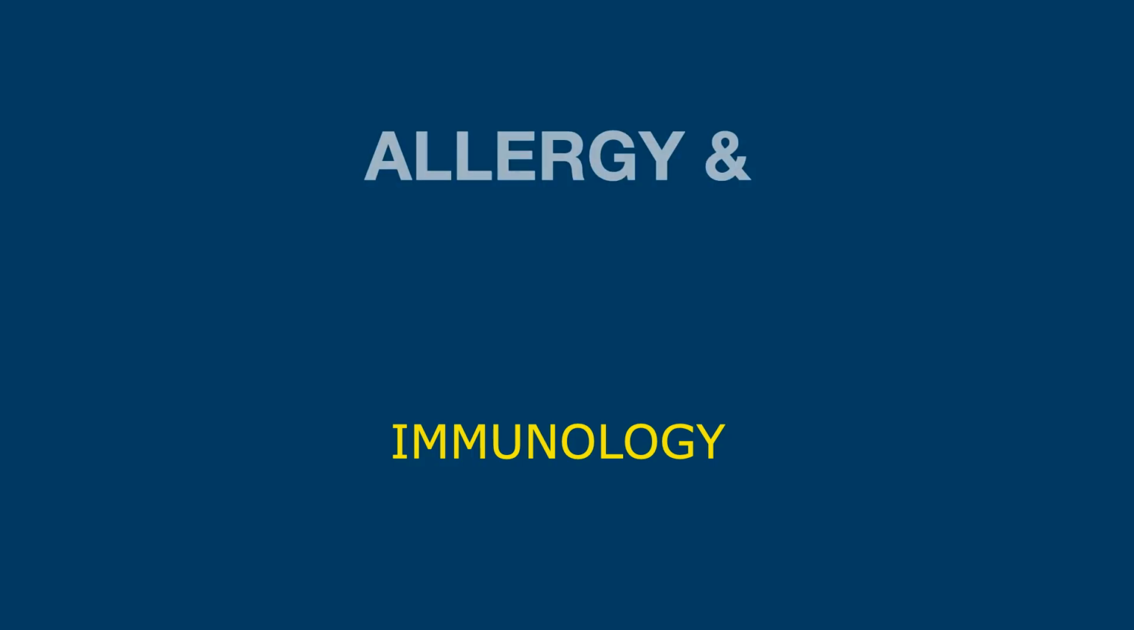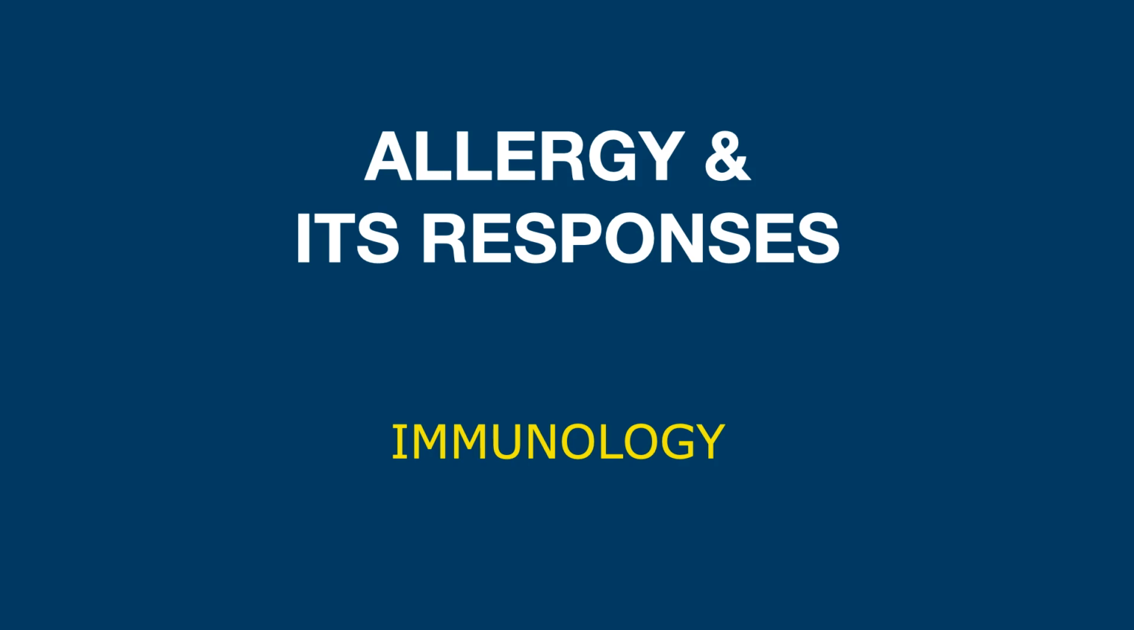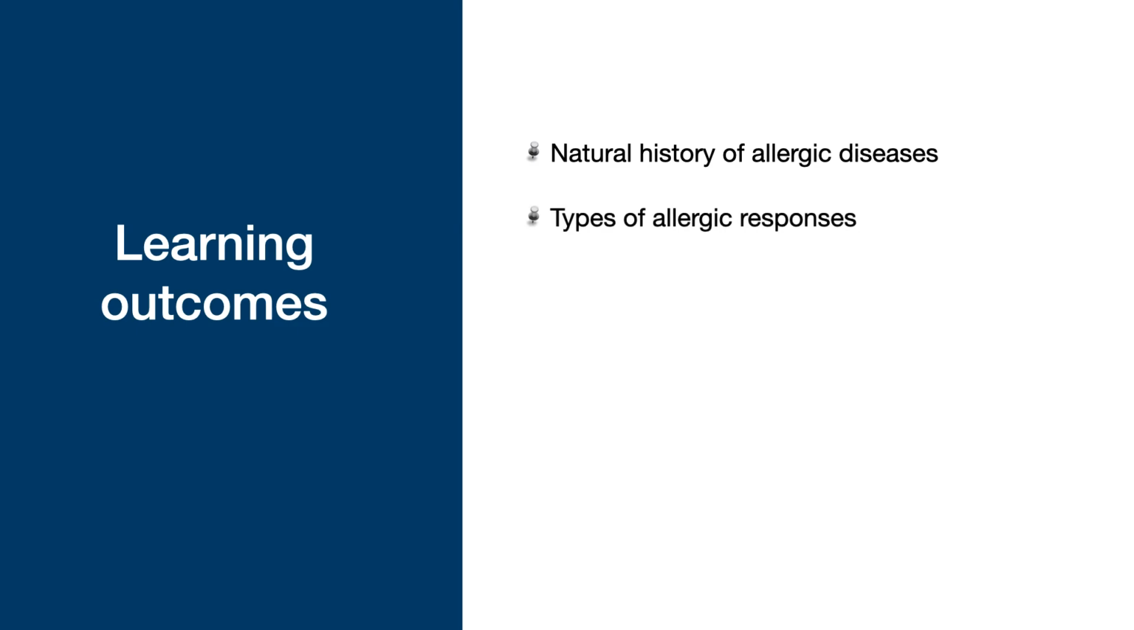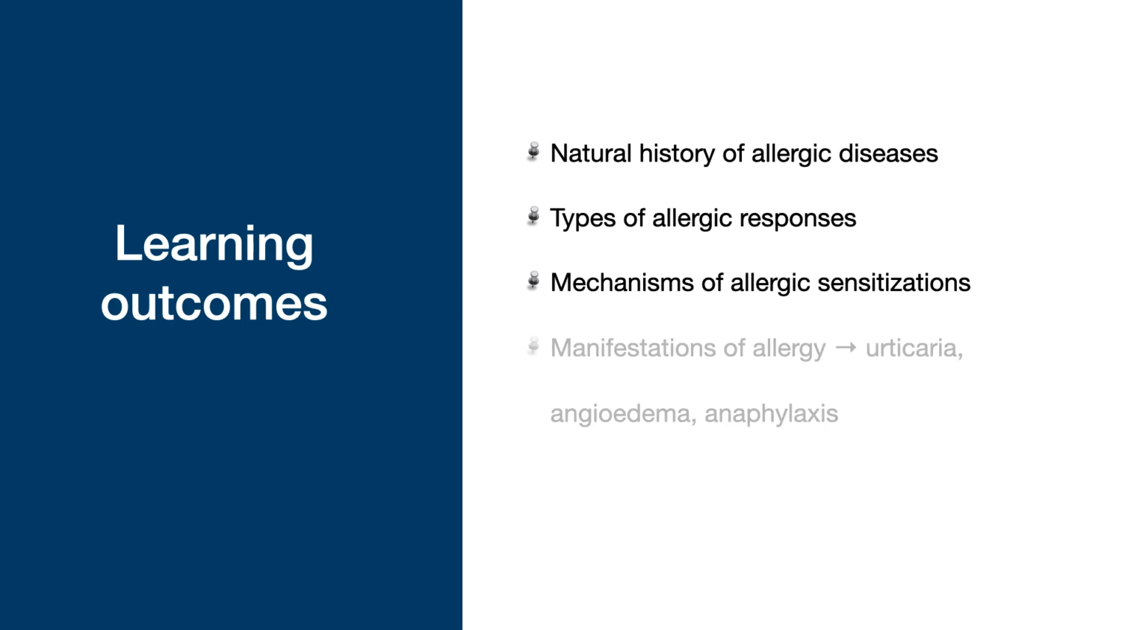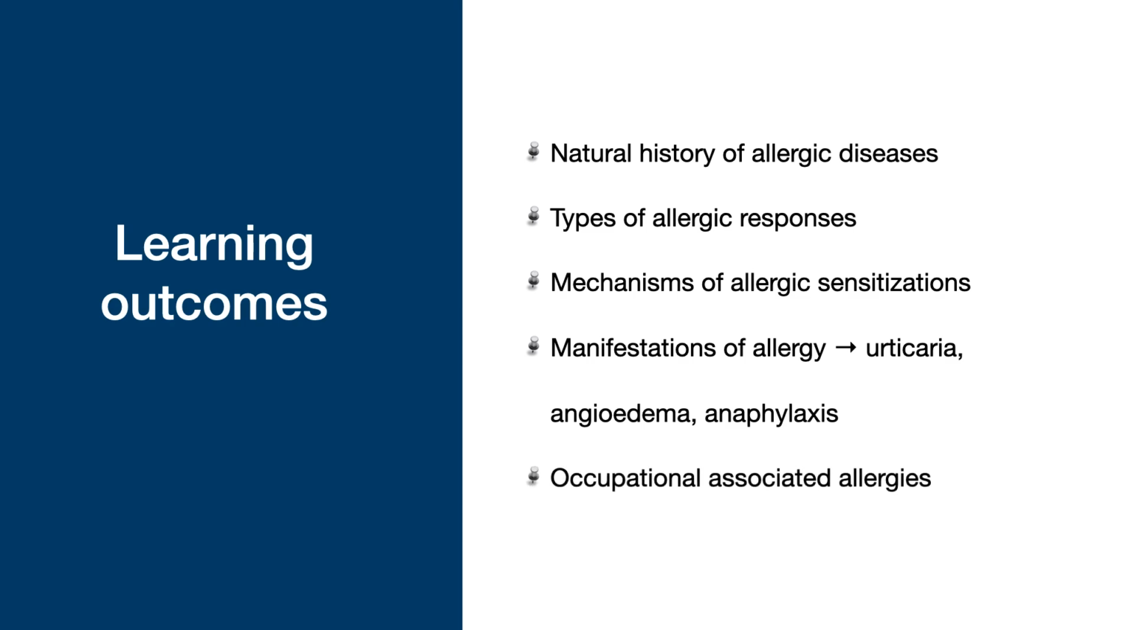Hello and welcome to the topic Allergy and its responses in the module Immunology. By the end of this module, you should be able to outline the natural history of allergic diseases, list out the types of allergic responses, describe the mechanisms of allergic sensitizations, outline the manifestations of allergy, which are urticaria, angioedema, and anaphylaxis, and lastly, discuss occupational associated allergies. Let's get started.